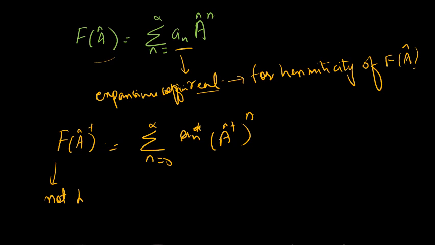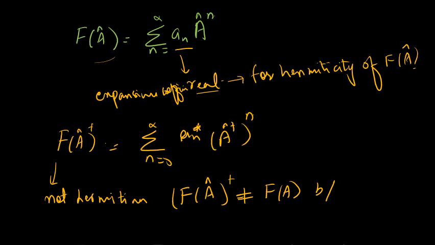It is not Hermitian, because f of A transpose is not equal to f of A. Why? Because the expansion coefficient a_n is not real. For f of A in the Taylor expansion to be Hermitian, it will be so only when the coefficients a_n are real.